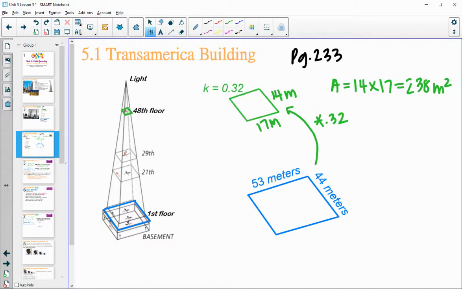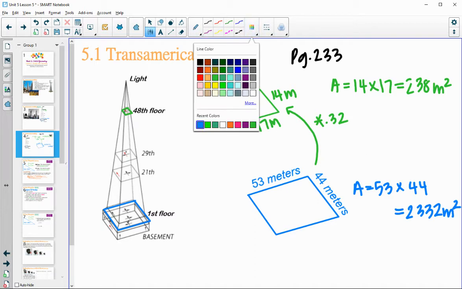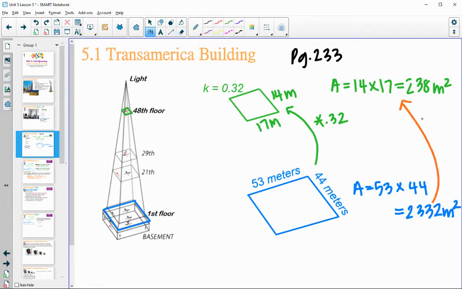Also could have done finding the actual area of the first floor by doing 53 times 44 and getting 2,332 square meters for that one. And then multiplying by the scale factor squared here. So multiplying by 0.32 squared. So 0.32 squared is 0.1024. So taking the area of the first floor, 2,332, and then multiplying by 0.32 squared, or that 0.1024, and then getting approximately 238 meters squared that way too.